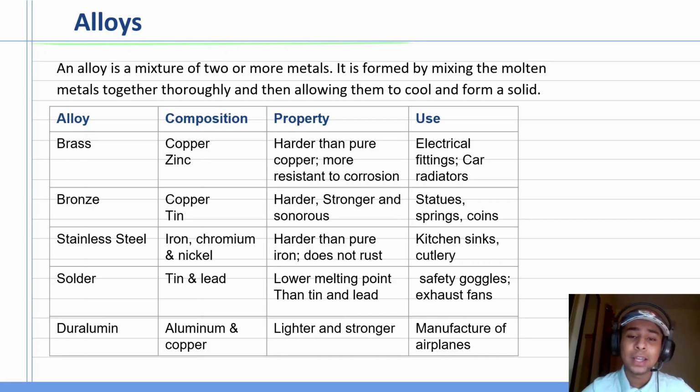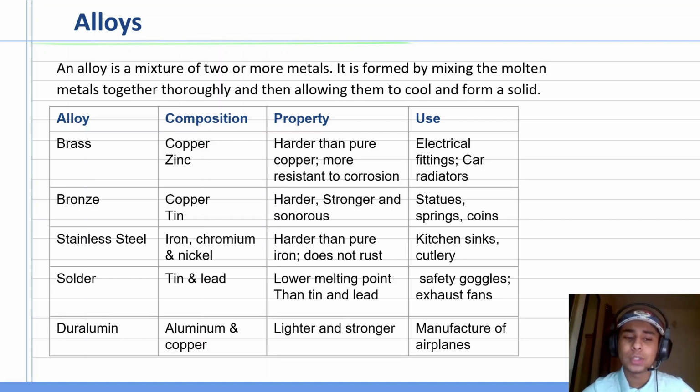But first, I should let you know that the alloys are basically and usually made because they help improve the properties of metals, which later helps in the uses of the metals or alloys, as we say. Now, moving on to the first example, brass. Brass is made up of copper and zinc, and a special property is that it is harder than pure copper and more resistant to corrosion, and that is why we use it in electrical fittings and car radiators.